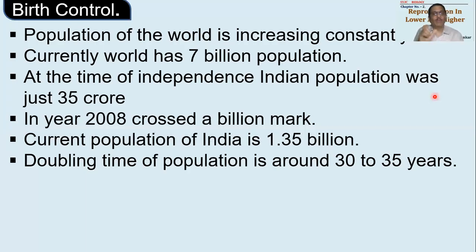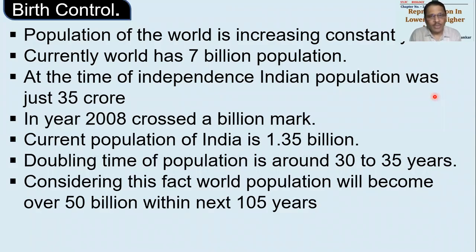So the time required for population to get doubled will be called as doubling time. अभी वर्ल्ड पॉपुलेशन 7 बिलियन है, तो 30-35 सालों के बाद ये 14 बिलियन होगा, और 30 सालों के बाद ये 28 बिलियन it will become, and then afterwards one more slot of, we can say, 35 years, it will become 56 billion. Okay, just 105 years will be required for world population to become 50 billion plus.